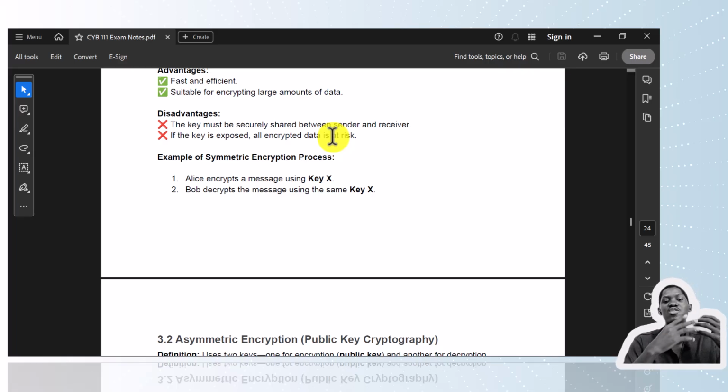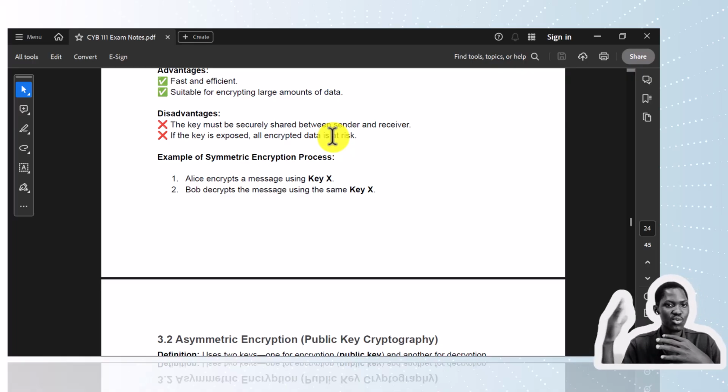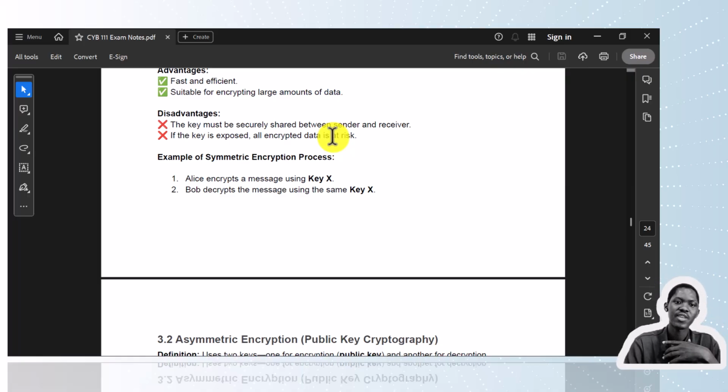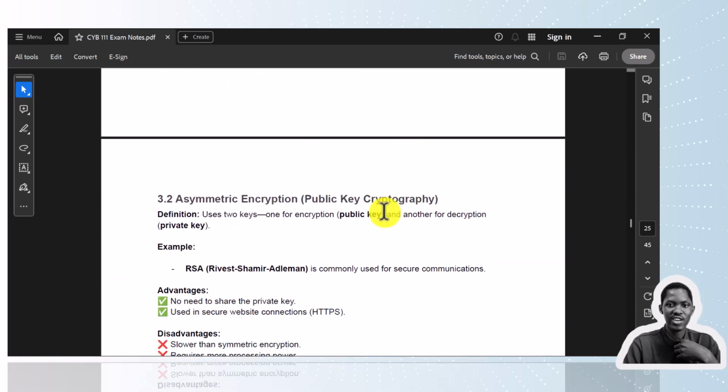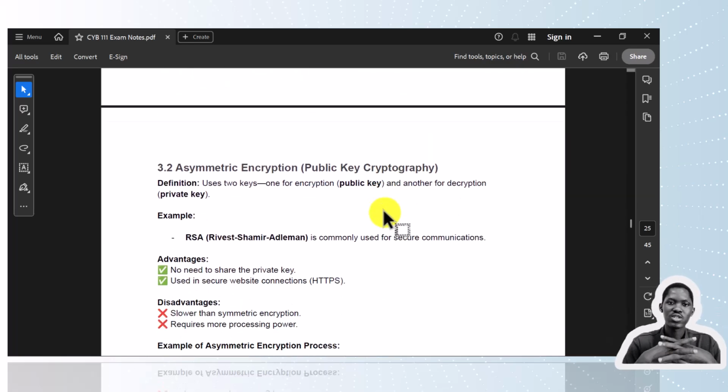So Alice also needs to have a way to securely communicate key X to Bob so that Bob can use that key to decrypt the message. So that is symmetric encryption, and that's the process. Now, asymmetric encryption, also called public key cryptography.